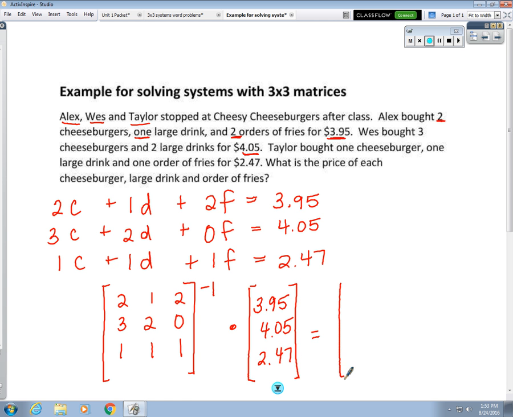Well, it's still cheap. Yeah, I know. How much was a cheeseburger? 69 cents. How much was a drink? 99. And how much was a fry? So we all got the same answers. Okay, now I'm going to pass out a worksheet with 3 more that will be your homework. So you need to work on it now and tonight.